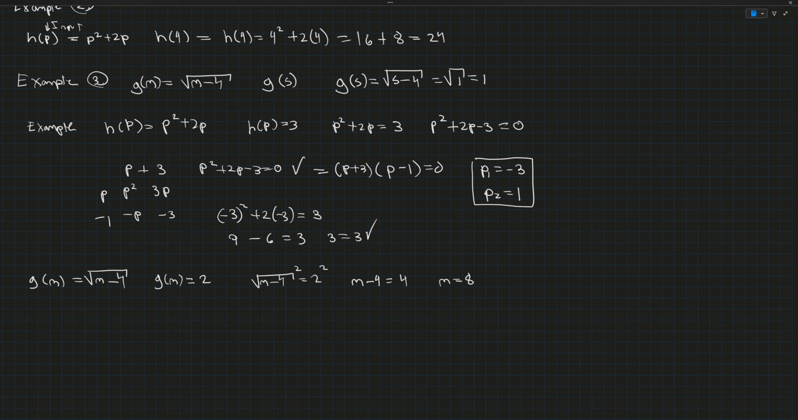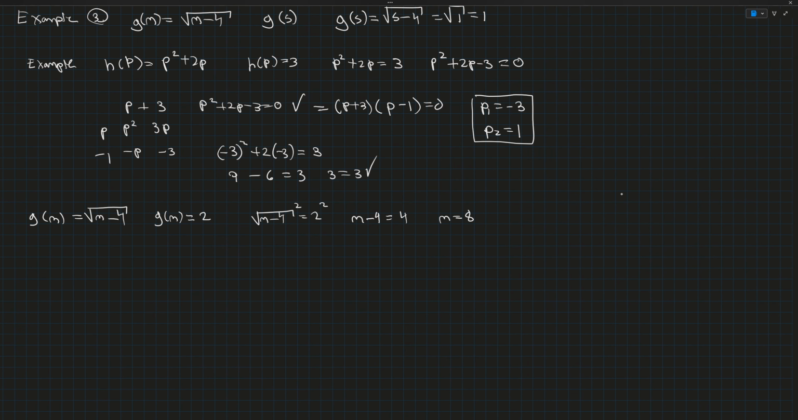And as you can see, this is the only solution we have. There's no positive or negative solution, which of course we could plug back in. So let's plug it back in. g of 8 is the square root of 8 minus 4, which is just equal to the square root of 4, which is just equal to 2. So that works.